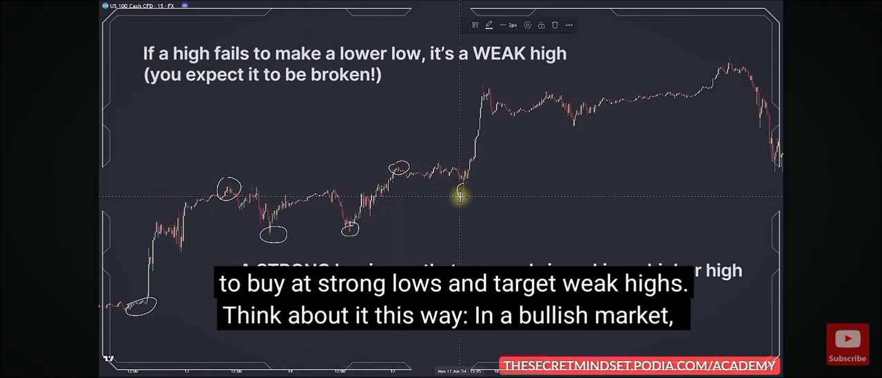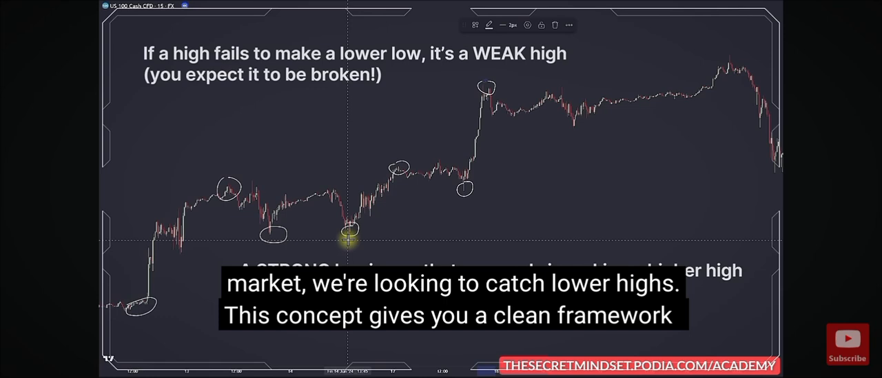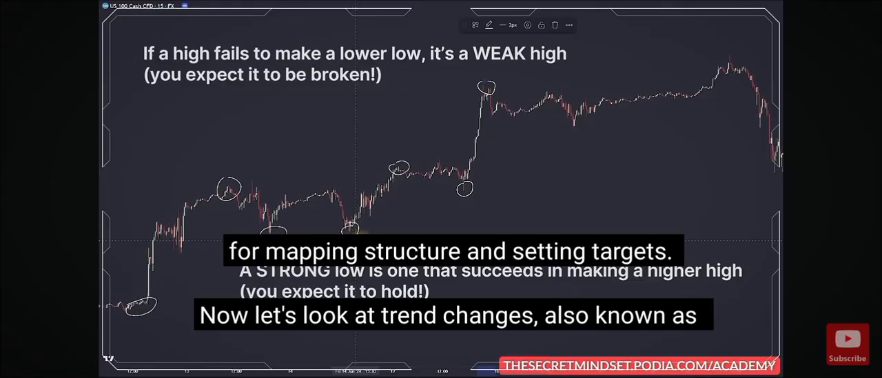Think about it this way. In a bullish market, we are trying to catch higher lows. These are the easy trades, the continuations. In a bearish market, we are looking to catch lower highs. This concept gives you a clean framework for mapping structure and setting targets.